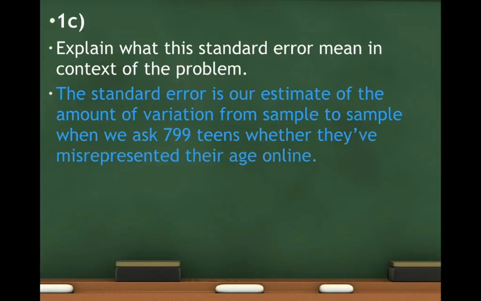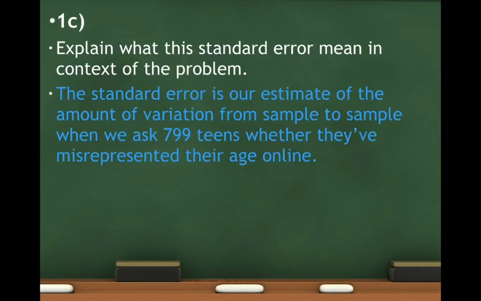The standard error is our estimate of the amount of variation from sample to sample when we ask 799 teens whether they have lied about their age online. Remember, we do not know the population proportion. We do not know what p is, but we can use the sample proportion p hat to help us estimate the standard deviation of our sampling distribution, and so we can use the standard error.